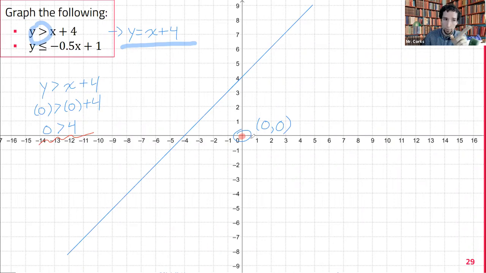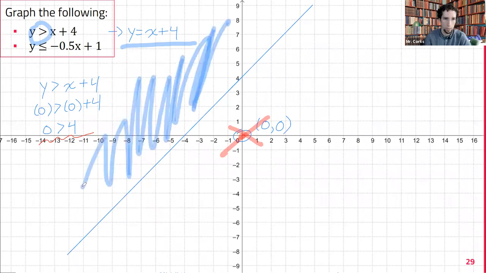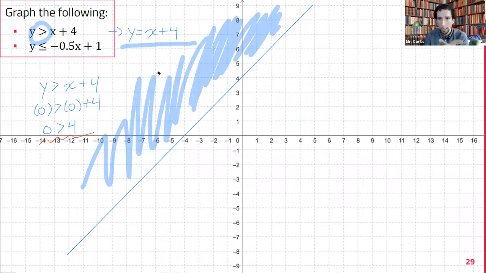So if we test any point in the inequality and the statement is false, that means this point is not included. It is not inside the inequality, so it must not be this side. It must be the other side of the line, and this whole space is the space of solutions for this inequality. So check any point, test it, and see what you get as a result. All right, we're not done though. There's one other thing we need to do to finish drawing this.